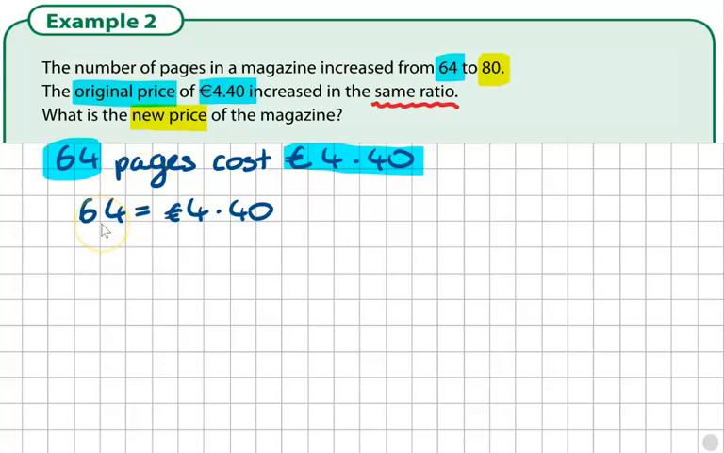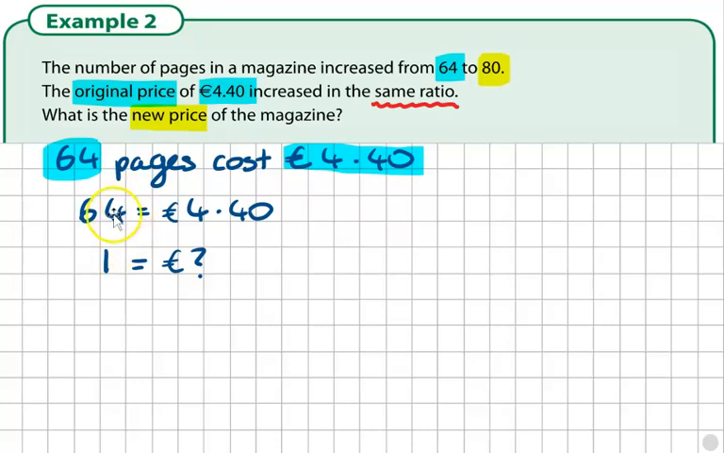So 64 is equal to €4.40. So if we want to figure out what one page is equal to in euro, we need to think, well, how does 64 become 1? And when we're dealing with ratio, we're always going to either multiply or divide. We're never going to add or subtract. So you might be thinking, well, 64 minus 63 is 1. And that is correct. But when we're dealing with ratios, we're only ever multiplying or dividing.